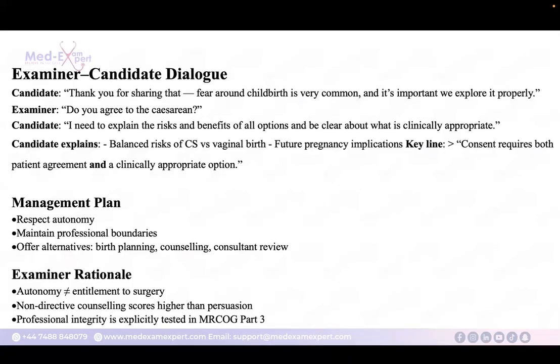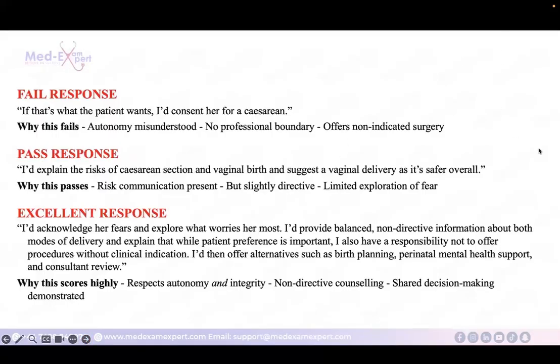Okay, so autonomy does not equal entitlement to surgery. That is what I want to get across, that if the patient refuses, that doesn't mean you automatically agree to give her surgery. So non-directive counseling scores higher than persuasion, and you maintain professional integrity, and that is what we test in your MRCOG exam and at the level of ST3, ST4 in the clinics. So in this situation, if you said, if that's what the patient wants, I would consent her for a cesarean section.